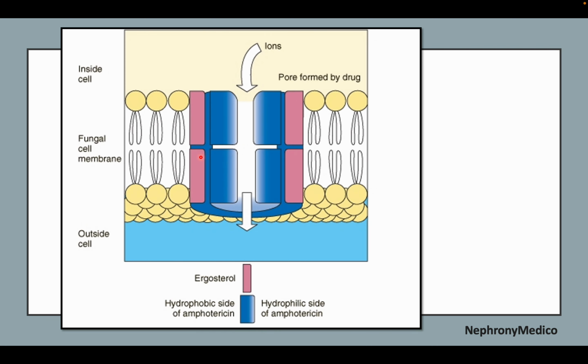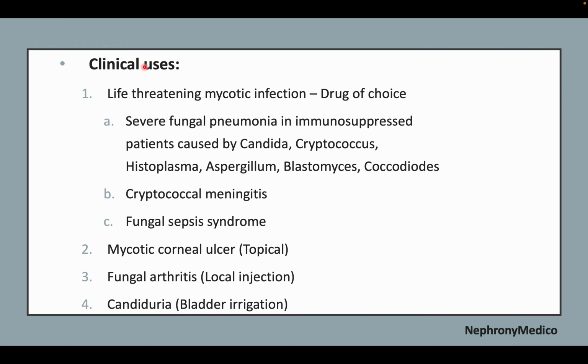This is a picture showing the mechanism of action of amphotericin. Now, clinical uses include life-threatening mycotic infection for which it is drug of choice, like severe fungal pneumonia in immunosuppressed patients, cryptococcal meningitis, fungal sepsis syndrome, or mycotic corneal ulcer, fungal arthritis, candidiasis.